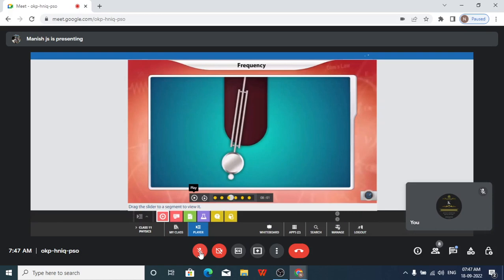So frequency is a quantity we are going to represent with a unit. What is the SI unit of frequency? What is the standard unit of frequency? How do we represent it? Very good, hertz, with capital H and small z. So hertz is the unit of frequency.